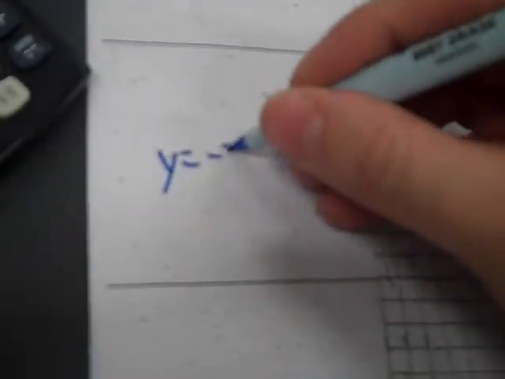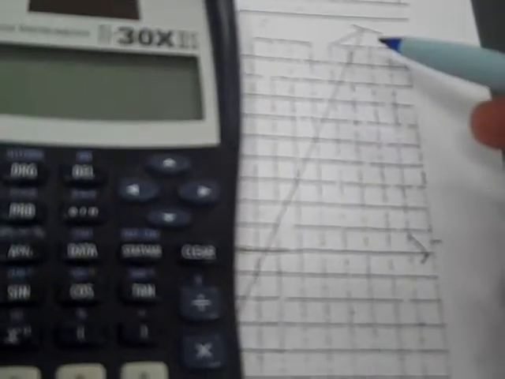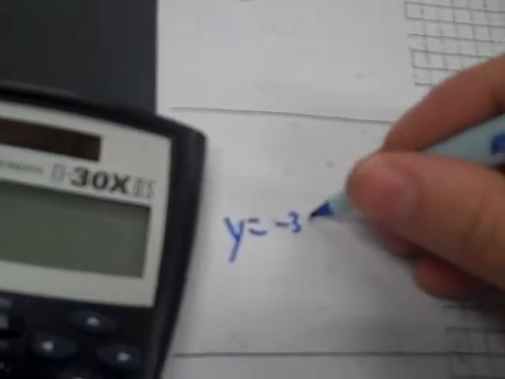Okay, next one. Ignore all that part of the line that's past this y-axis. Just ignore it. So y equals, where do you start? You start at -3, so you're starting with a negative. Then from there, it looks like my line's rising. So I would add instead of subtract. Now, what are we going to add?